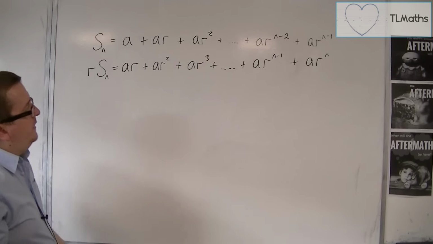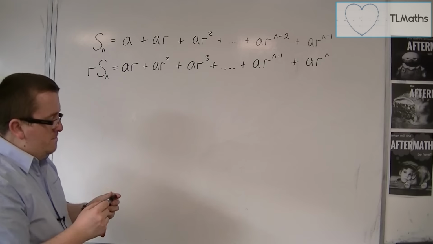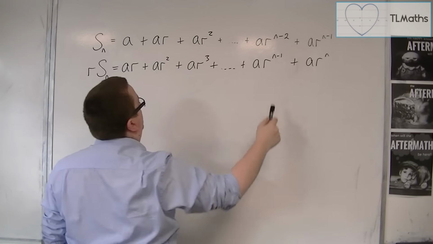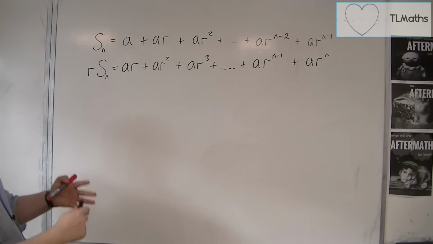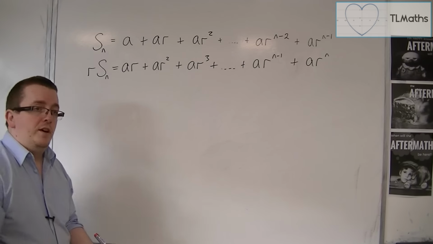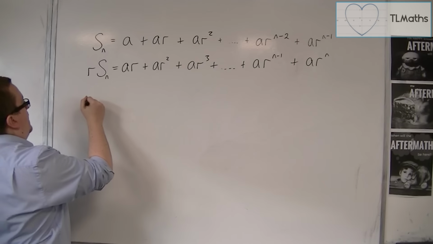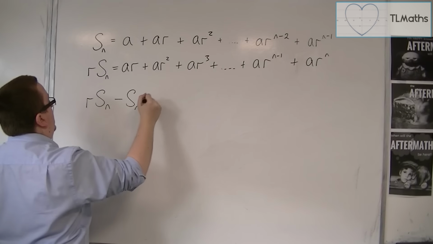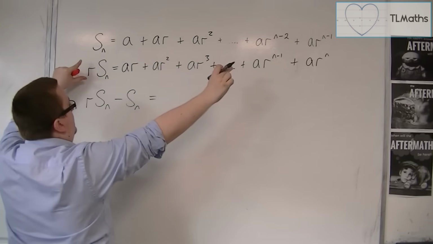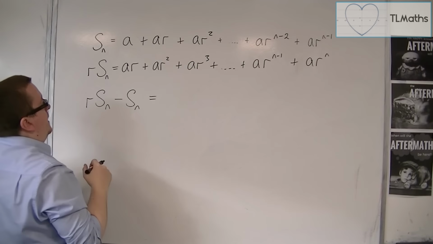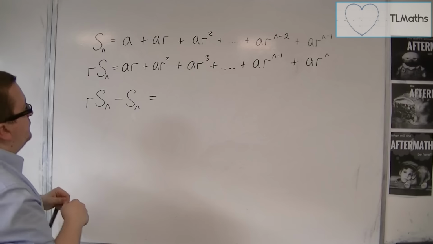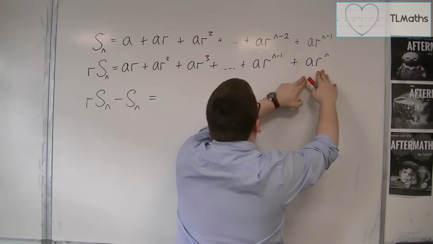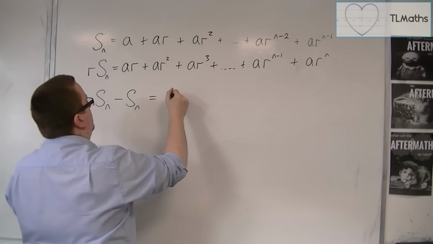Now, you'll notice that there are many similar terms, as we can see by the diagonals. So there are similar terms, and that allows me to spot that it would be a good idea to subtract Sn from rSn. So I'm going to take that line and subtract that one. Now what's going to happen is I'm going to get ar to the n, that's going to be remaining.